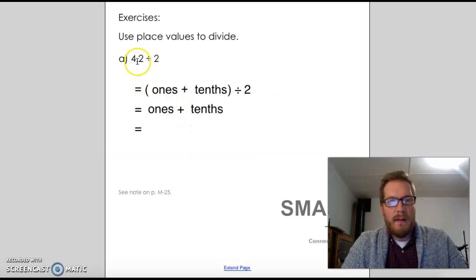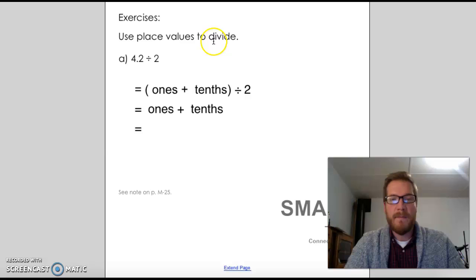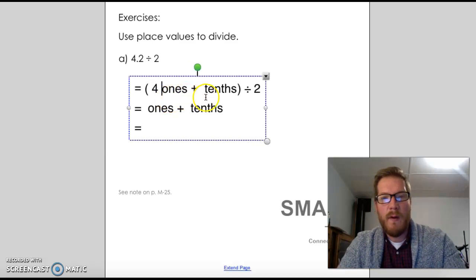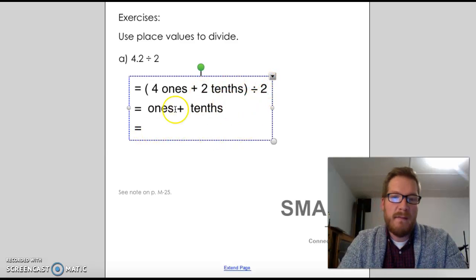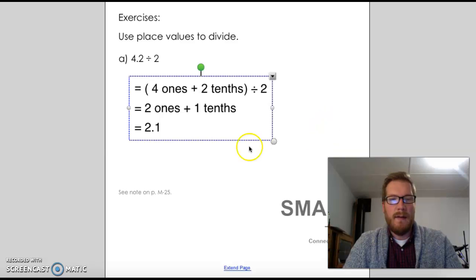Okay, so a bit extra practice, and again, this is the way you can set it up. I'm going to let you pause it if you would like, and then I'll unpause it when you're done. But we're going to break up 4.2 here, and so that's going to give us 4 ones, and it's going to give us 2 tenths, and then I'm going to do my division. So 4 divided by 2 is going to give me 2 ones, and then 2 tenths divided by 2 is going to give me 1 tenth, and then expressing my answer in proper decimal notation is going to be 2.1. So then I can say 4.2 divided by 2 equals 2.1.